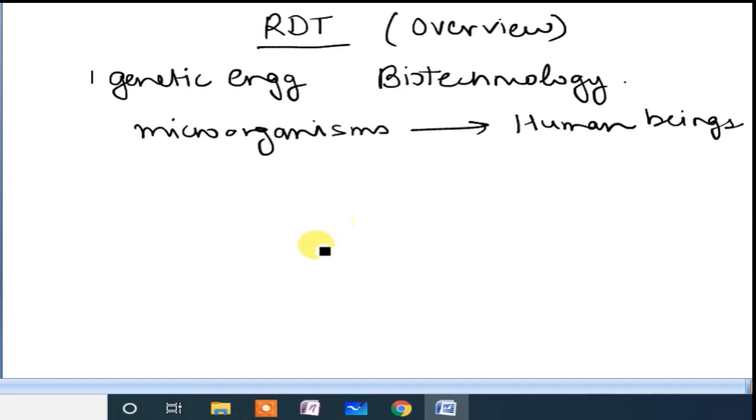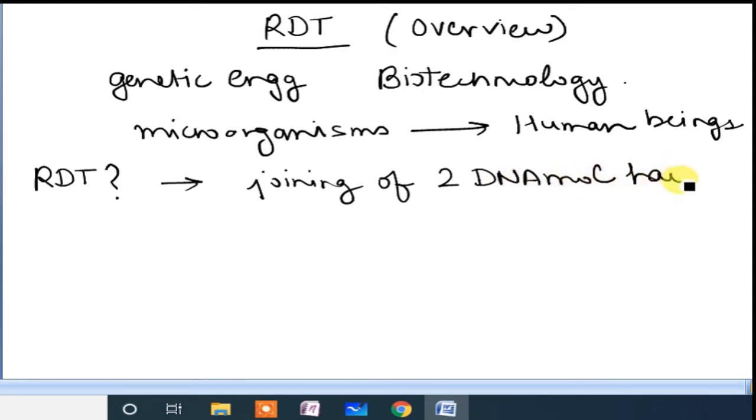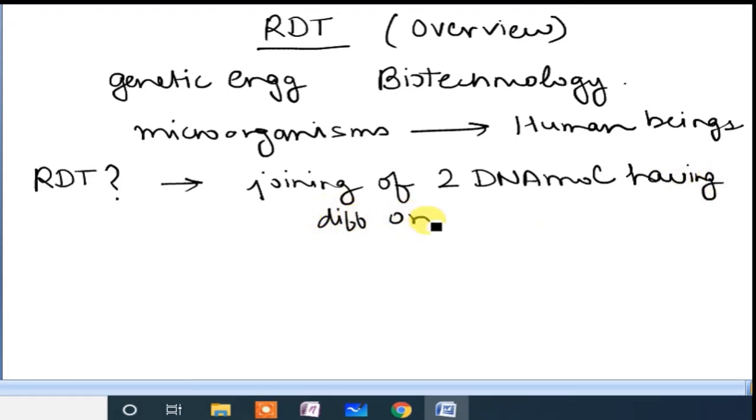Now let us understand what recombinant DNA technology is. What does it really mean? By recombination, what do we mean? Recombination means the joining of two DNA molecules having different origins.